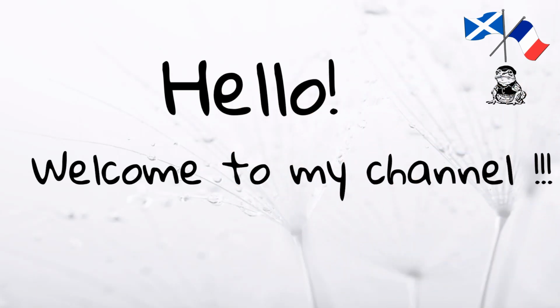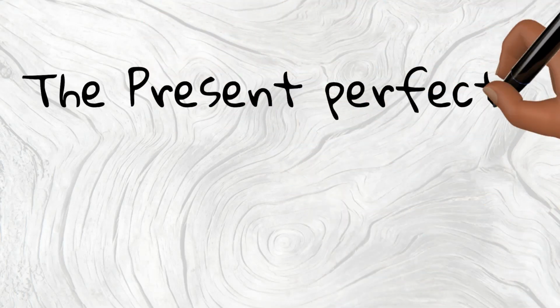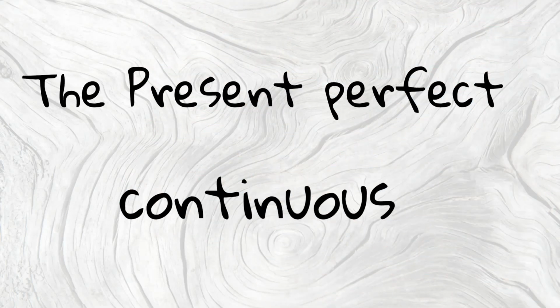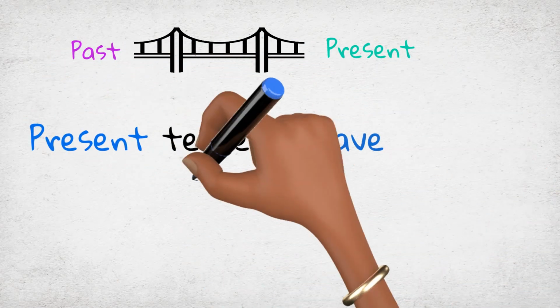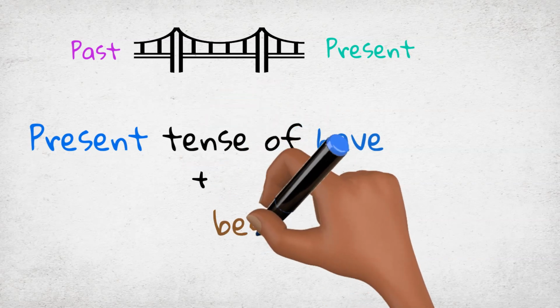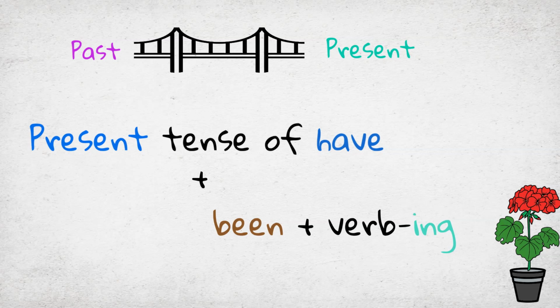So let's go. In this video we're going to be looking at the present perfect continuous, also known as the present perfect progressive. The present perfect continuous, just like the present perfect simple, is also a bridge between the past and the present, but structured differently. You will use the present tense of have followed by been and the verb plus ing.